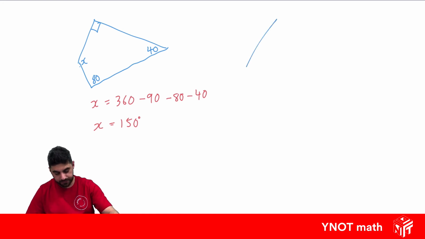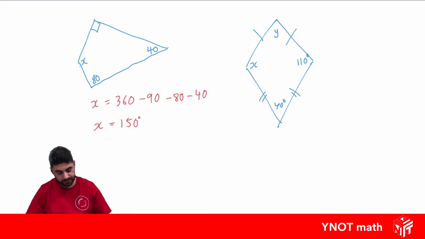Let's look at another one. So here we're given a kite. We've got X, Y, 110 degrees, and 40 degrees, and we want to find X and Y. Well, the first thing we can do is find X, because we know the property of a kite has one pair of angles that are equal. So X is 110 degrees.